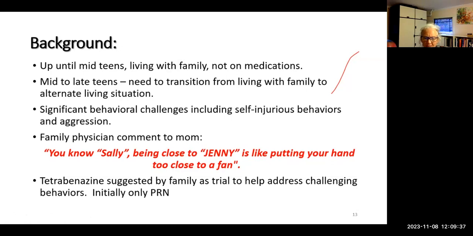So tetrabenazine was suggested by the family as a trial to help address some of this. Initially, it was only a PRN medication. And some of you may not be as familiar with that particular medication. It is an older medication. And again, I'm not an expert on medications, but the readings I had is that it's often been used with hyperkinetic movement disorders, particularly in Huntington's disease.